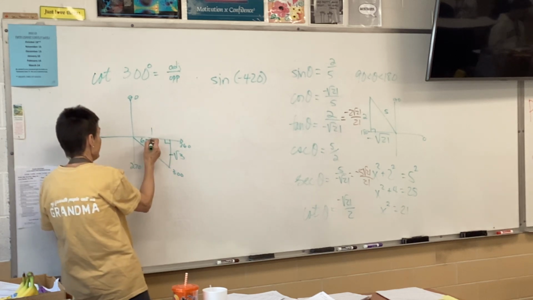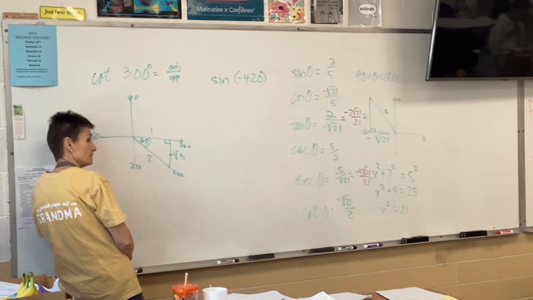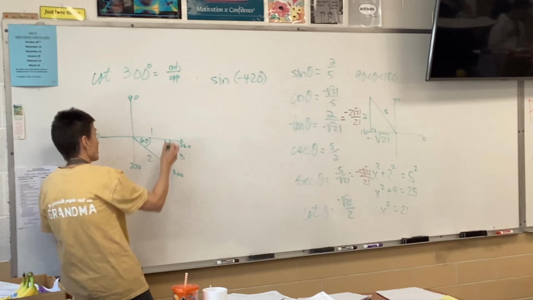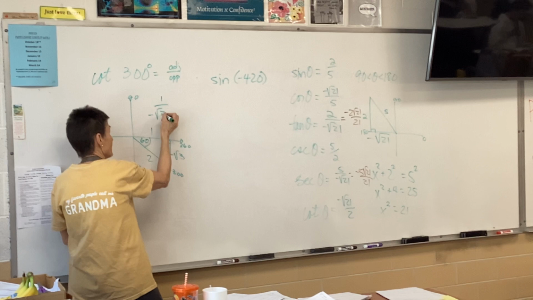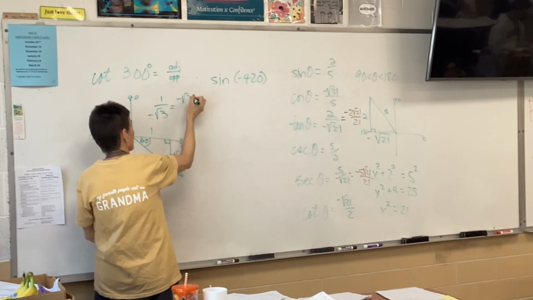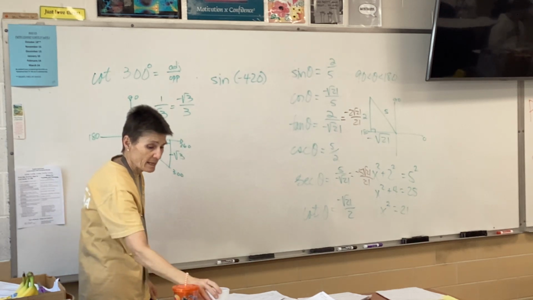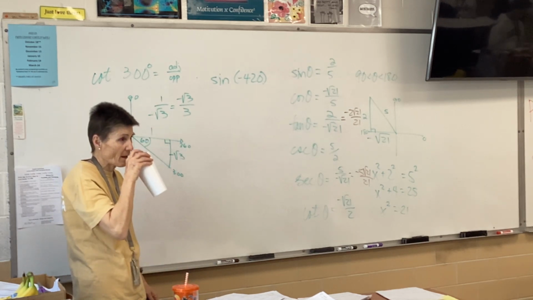Okay, here's your angle. I need adjacent over opposite. So 1 over negative root 3, or negative root 3 over 3. Does anyone have a question about that?